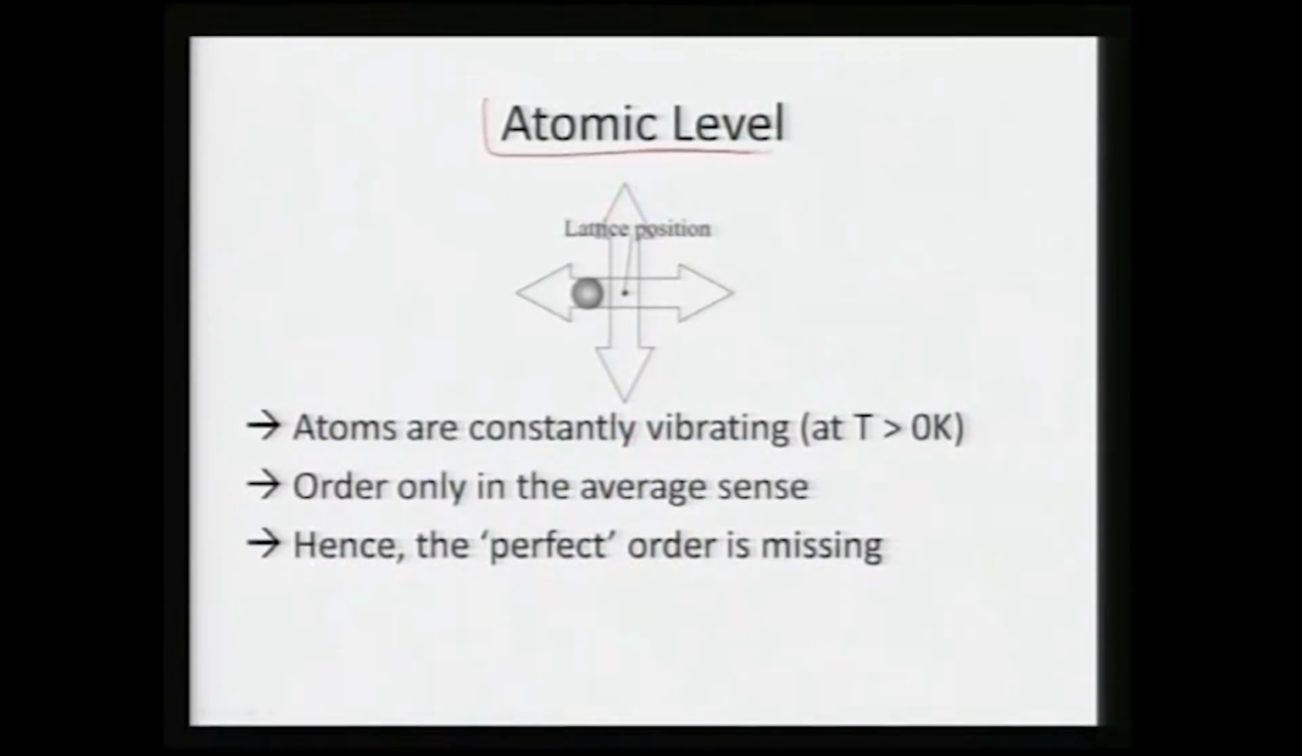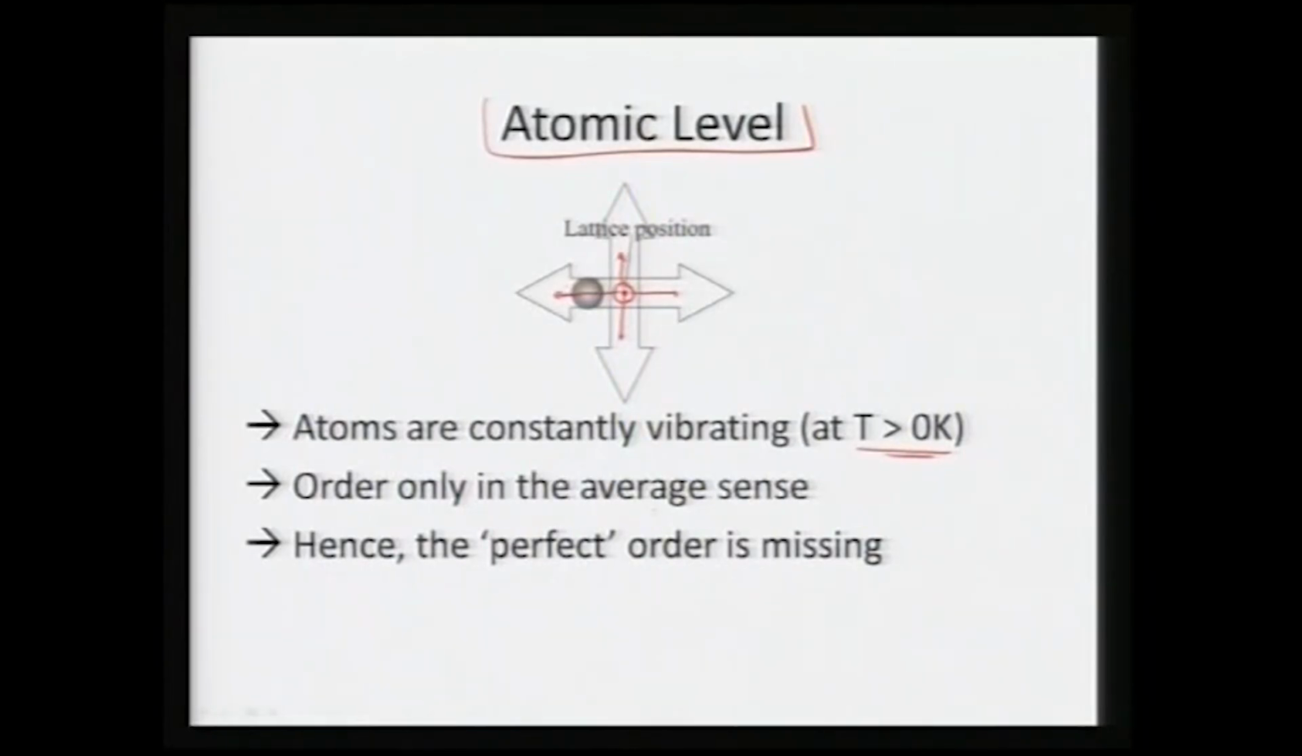Coming to the atomic level, we can see that generally an atom will have a lattice point, and now it will start vibrating because of thermal fluctuations. It will have a mean position. So, atoms are constantly vibrating at temperatures greater than 0 Kelvin. The atom ideally should be here, but it is not traversing everywhere else.